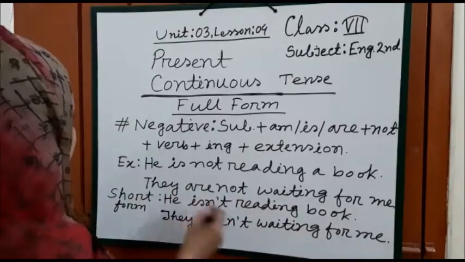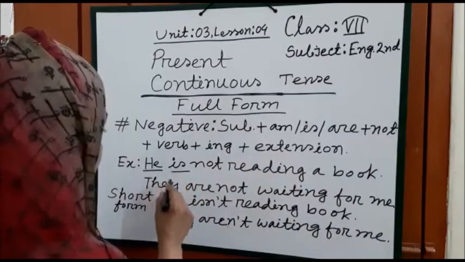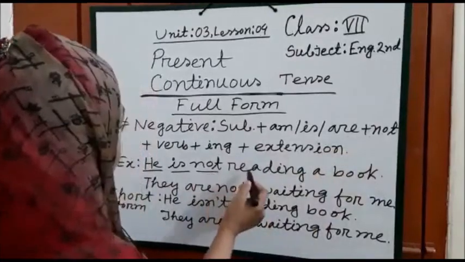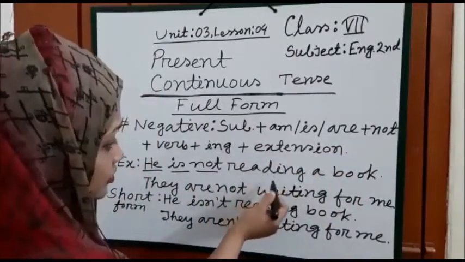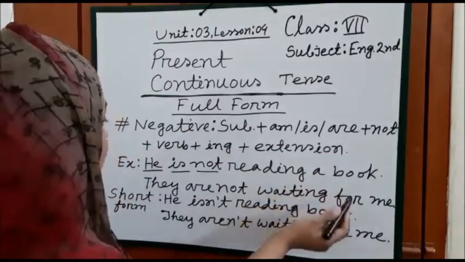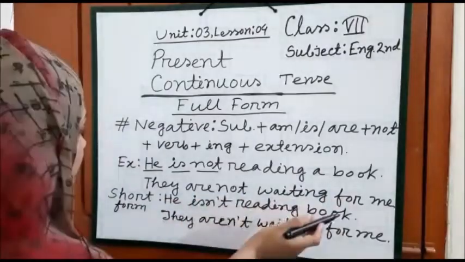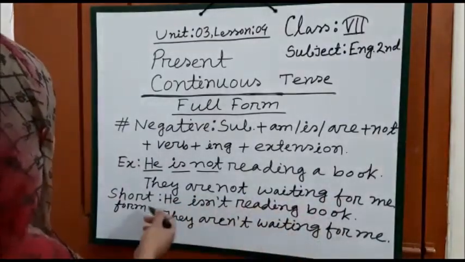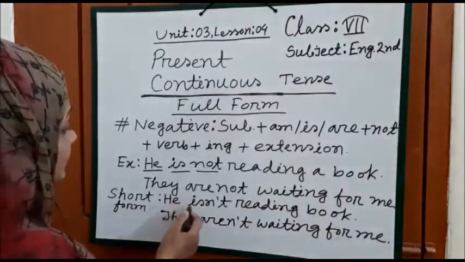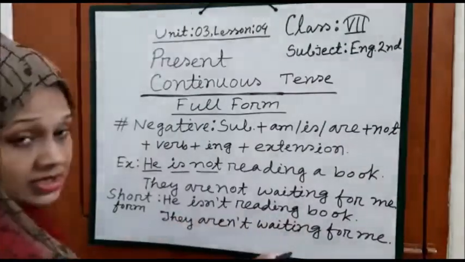Here the subject is he, and according to the person we have used is. So, he is not. We have used not, and reading, the main verb is read, so we have added ing with the word read: reading a book. Another example is, they are not waiting for me. This is the same structure. If we want to write it in short form, we have to write in this way: he isn't reading a book, they aren't waiting for me.